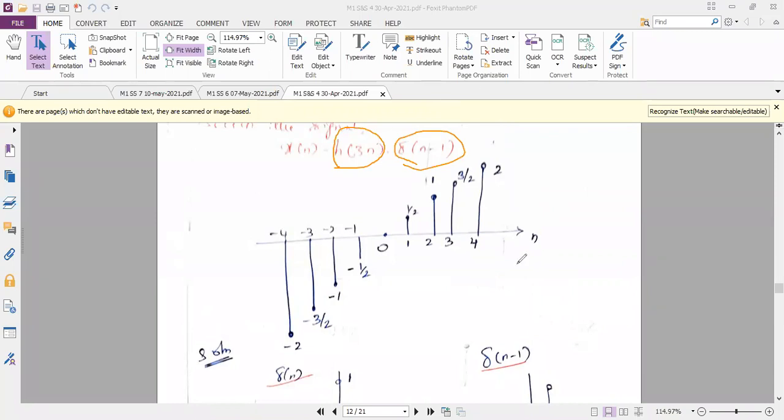Yes, h of 3n. 3n means, will it be a compressed signal or an expanded signal? Compressed signal. Very good. So you know the operation we have to perform? 4 divided by 3, 3 divided by 3, 2 divided by 3, 1 divided by 3, 0 divided by 3. Similarly, on this side 1 by 3, 2 by 3, 3 by 3, 4 by 3. So in this, which sample values will be eliminated?